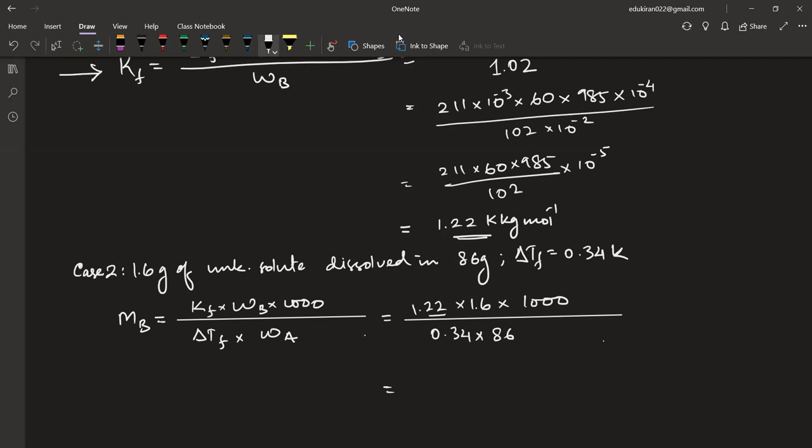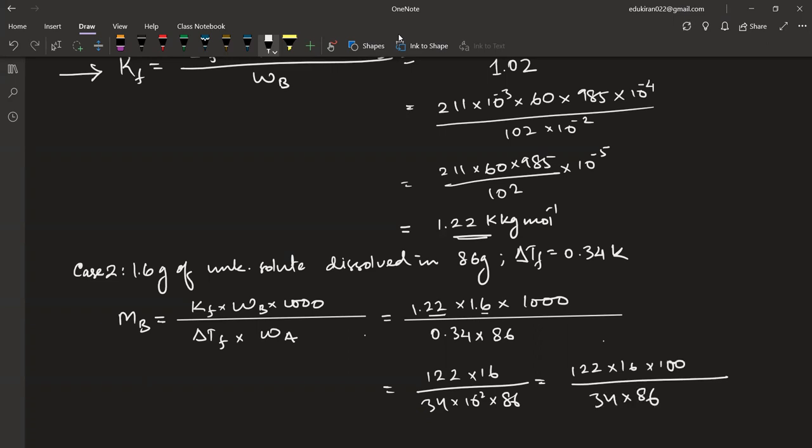Now here you can see 3 decimal points, 1 decimal point. All of this 1000 will come here and it will become 122 into 16 upon 0.34. You can write 34 into 10 to the power minus 2 into 86. It will become 122 into 16, 10 to the power minus 2 will go above, it will become 100 divided by 34 into 86. Please calculate this, then write the answer in chat.